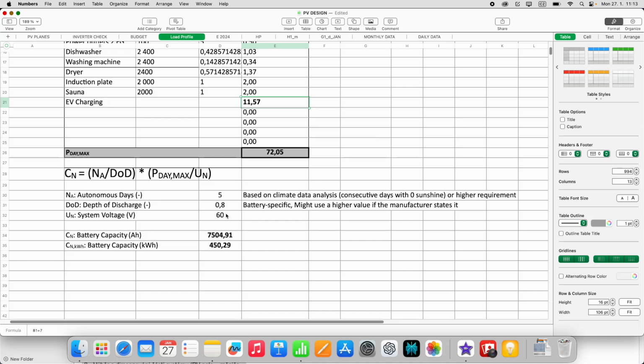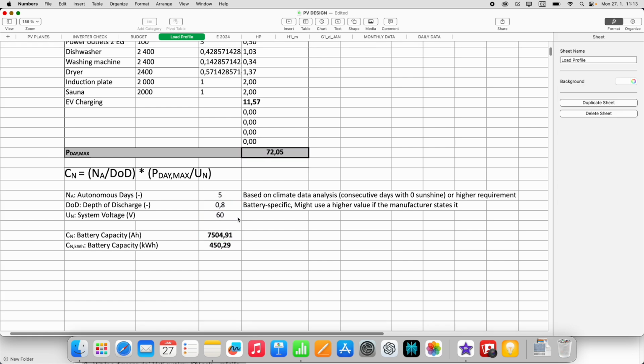And so that leaves us with a battery capacity of 7,500 amp hours with the 60 volt batteries. That's quite a lot. And in kilowatt hours, just for reference, it's 450. Now, we can have a look at what the 450 kilowatt hour battery would actually look like or cost.